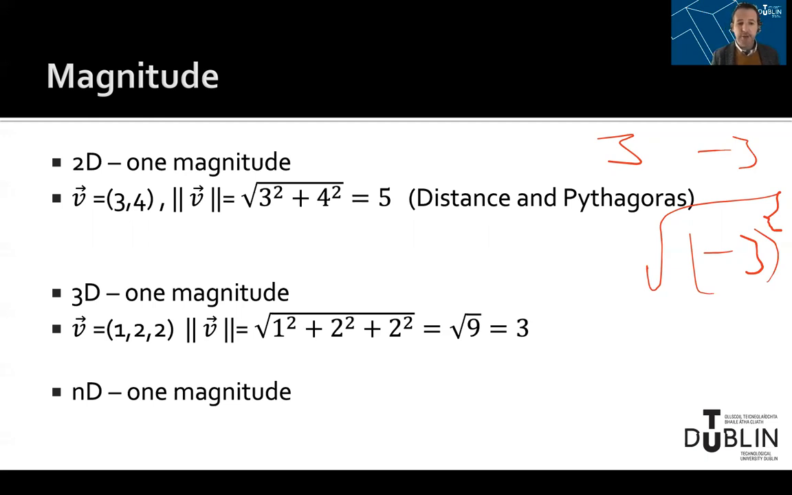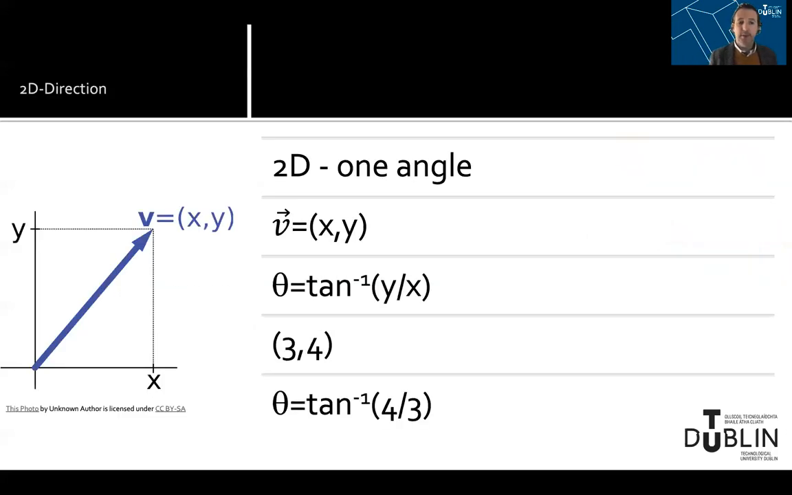For any dimension, the magnitude is just one value. It's the amount of power put into it, the amount of force put into it, the direction of it. Now, the amount of power put in a direction.